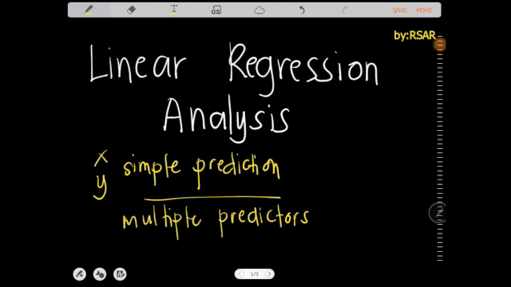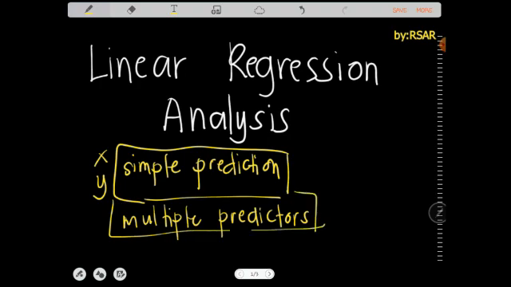Linear regression analysis. By definition, linear regression is the simplest type of prediction. So it is used when we predict something. When we take the observed values of x to estimate or predict corresponding y values, the process is called simple prediction. When more than one x variable is used, the outcome is a function of multiple predictors. And that simple and multiple predictions are made using the technique called regression analysis.